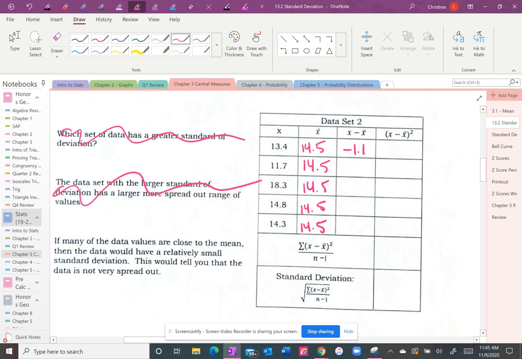Negative 1.1. I feel like I'm the only person who can never type on the iPhone calculator. Like, it always takes me 12 minutes to do one question. I don't know if that's just me. Would this be 0.3 and negative 0.2?